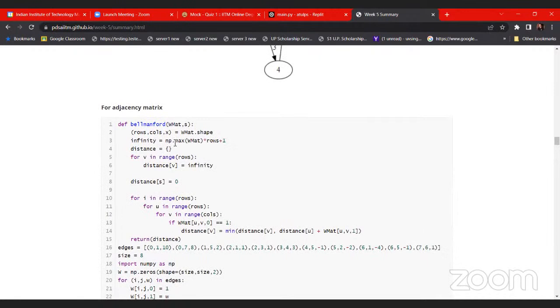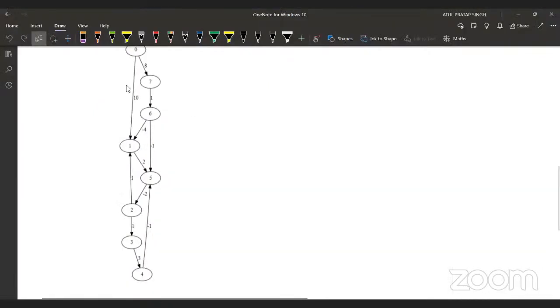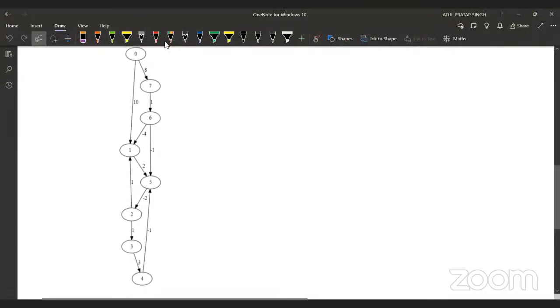Initially, same as before, we initialize all the distances to infinity. Here we are not marking whether a vertex is visited or not visited. We will apply this process a total of n vertex times. How many vertices are in this graph? 1, 2, 3, 4, 5, 6, 7, 8. The total number of vertices is 8. So we will repeat this process 8 times, and every time we will start from this 0.